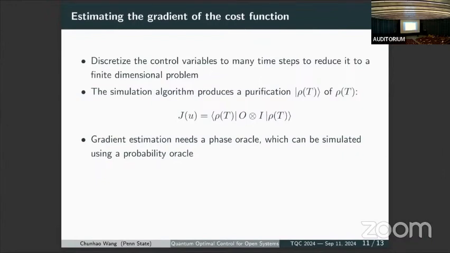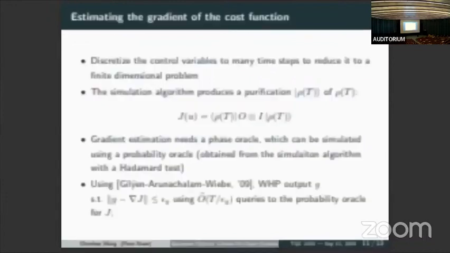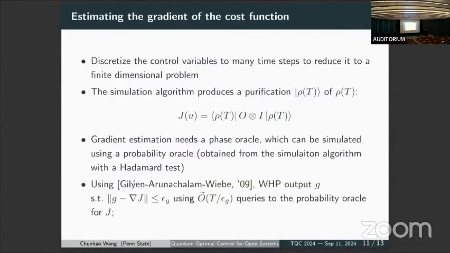of the phase. But this phase oracle can be simulated by a probability oracle. A probability oracle means that you compute the function in the amplitude. Okay? And further, the probability oracle can be simulated by this simulation algorithm plus a Hadamard test circuit. So this conversion can be easily done from the simulation algorithm to the phase oracle. Then you can use your favorite gradient estimation algorithm to estimate the gradient.